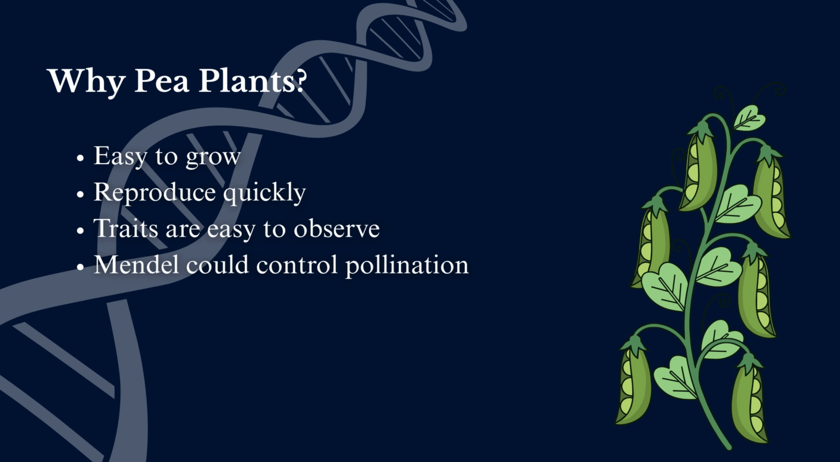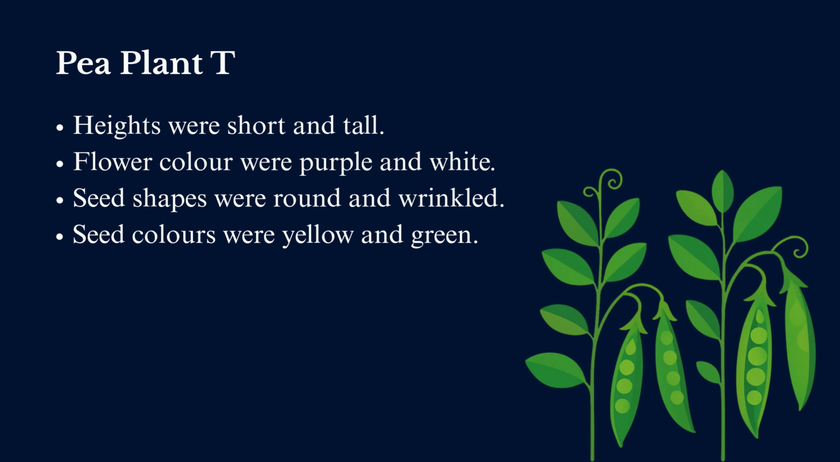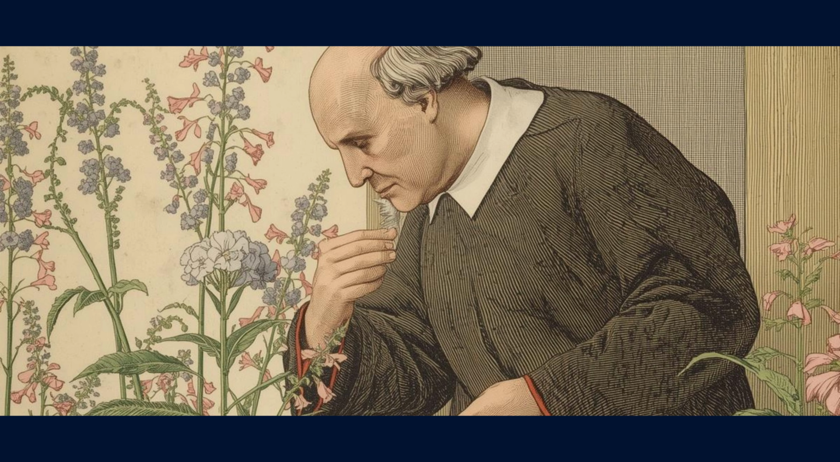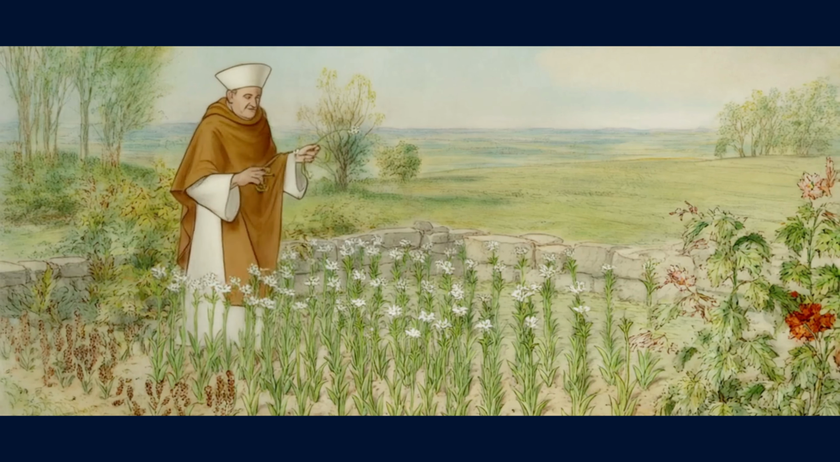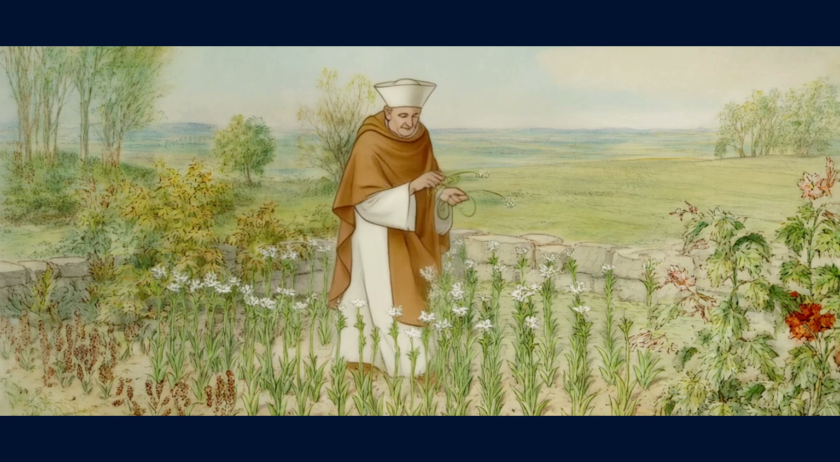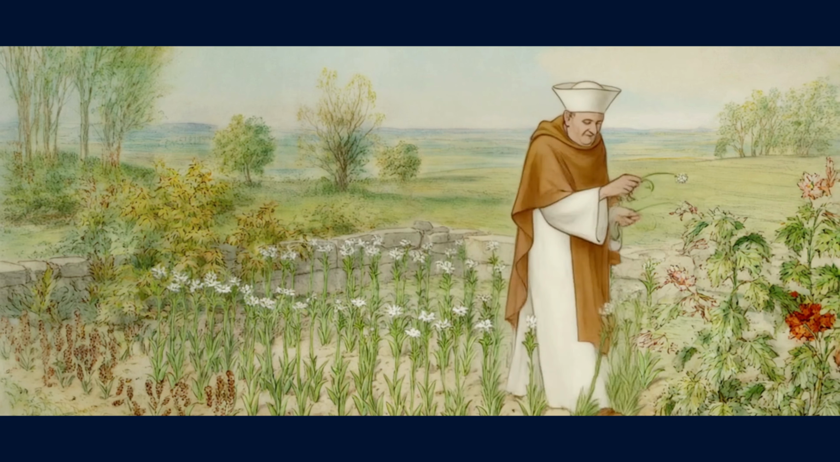Pea plants were a very good choice because they were easy to grow, reproduced quickly, and had traits that were easy to observe, such as tall or short height, purple or white flowers, round or wrinkled seeds, and yellow or green seeds. Pea plants were also useful because they can self-pollinate, but Mendel could also control their reproduction by cross-pollinating them himself. This allowed him to decide which plant would be the parent in each experiment.